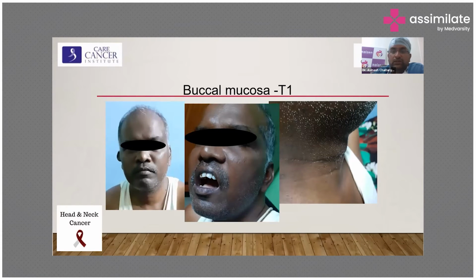This is a buccal mucosa patient. It was a T1 lesion. We did a wide local excision and a buccal pad of fat reconstruction and a neck dissection. You can see this is the post-op picture, and you can actually not make out that the patient has had any surgery or the patient had any cancer of any sorts. He is doing perfectly fine as of now.